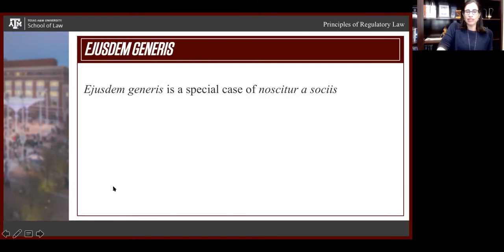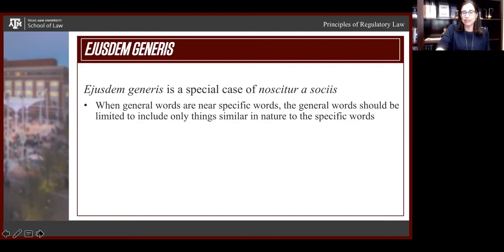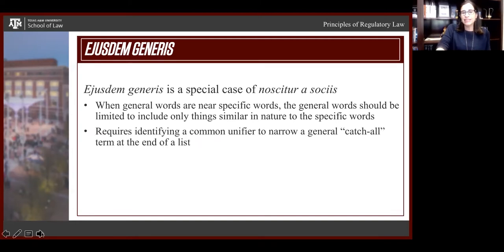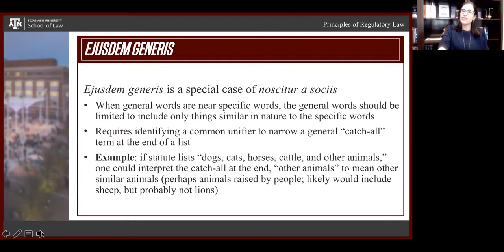Ejusdem generis also comes up actually quite frequently in decisions, and this is a special case of noscitur a sociis. This again comes up when you have a list, but this is used when you have a general catch-all term at the end of a list. In this situation, you want to look at what's the common unifying trait of the words in that list and use that trait to define that catch-all term. So let's look at another example.